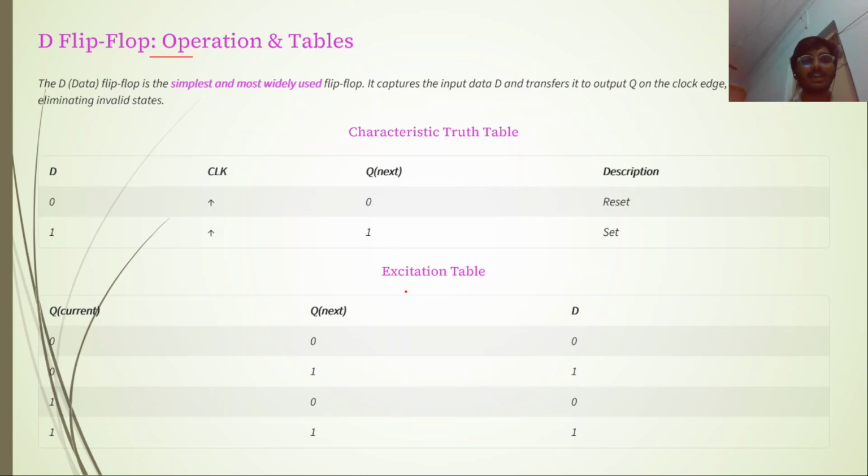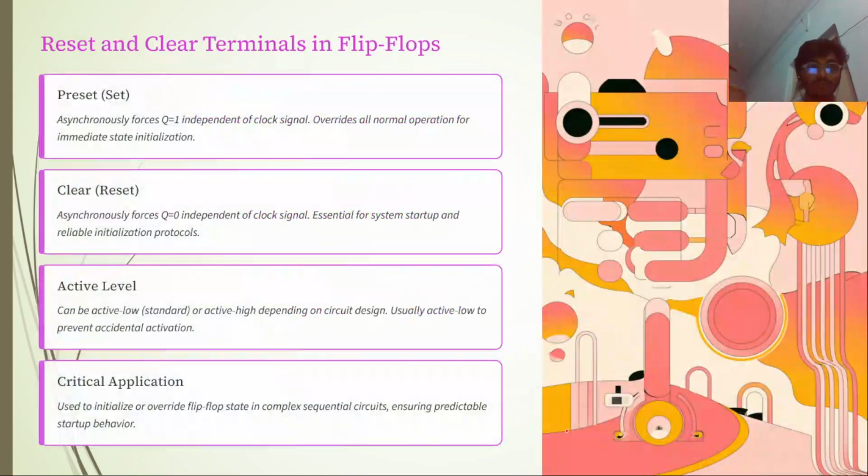The excitation table is Q current and Q next. Current and next both 0, then the D flip-flop input is 0. Current equal to 0, next equal to 1, then D is 1. Current equal to 1, next equal to 0, D is 0. Current equal to 1, next equal to 1, then D is also 1.